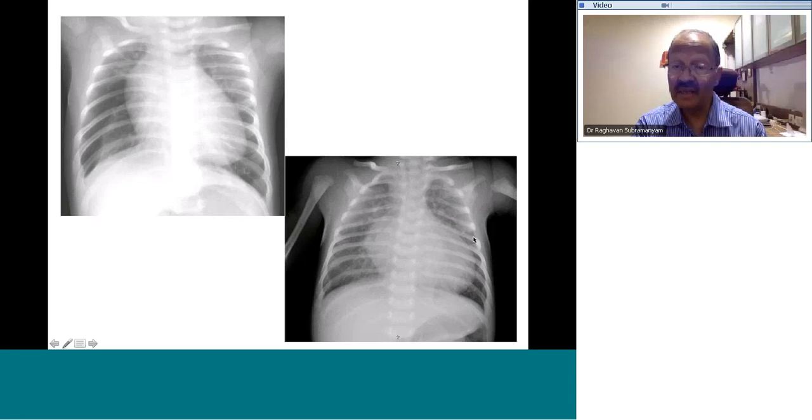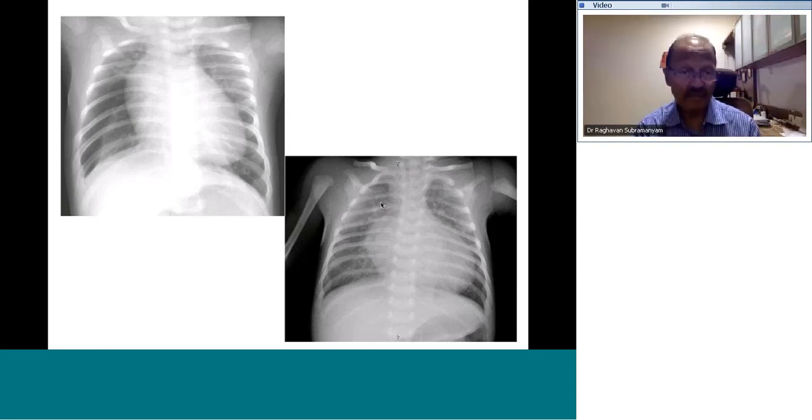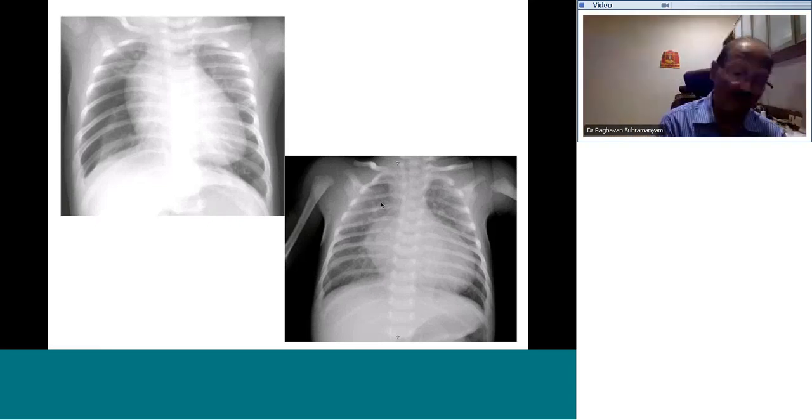A transposition typically causes cardiomegaly, typically causes the pulmonary artery to be non-prominent because it's placed inside the cardiac cylinder. And the pulmonary vasculature is often increased because the pulmonary blood flow is increased in an uncomplicated transposition. So when you have an egg-on-side appearance in an infant or a neonate, think of transposition. This sign is not very useful in an older child.